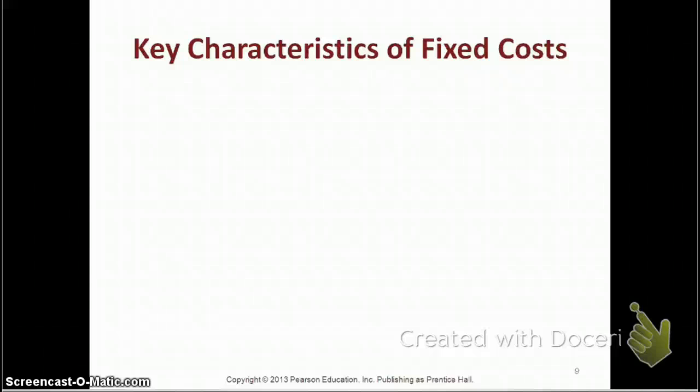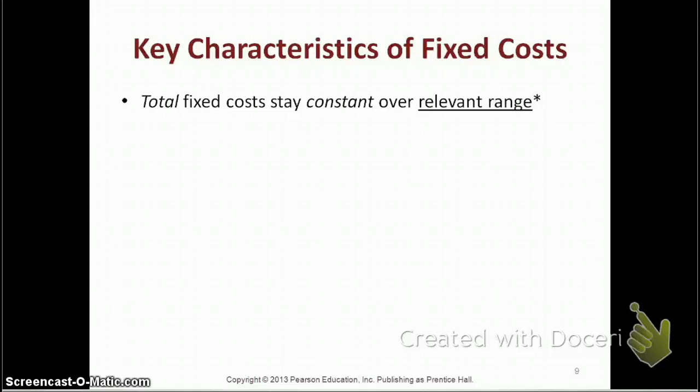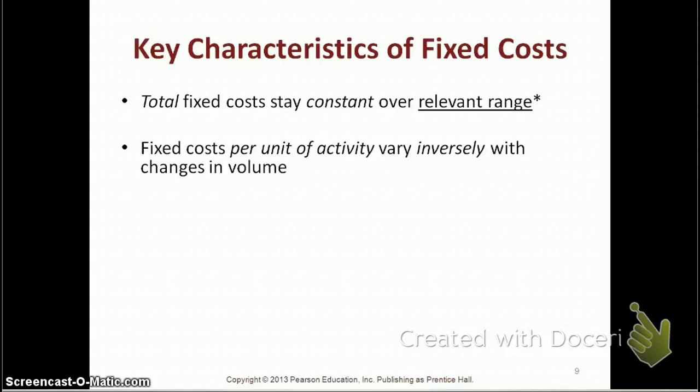Let's talk about the key characteristics of a fixed cost. A fixed cost is a cost where the total costs stay constant over a relevant range, and we'll look at an example in a minute. Total fixed costs per unit of activity vary inversely with changes in volume. And again, when we do our example, that will make more sense to you.